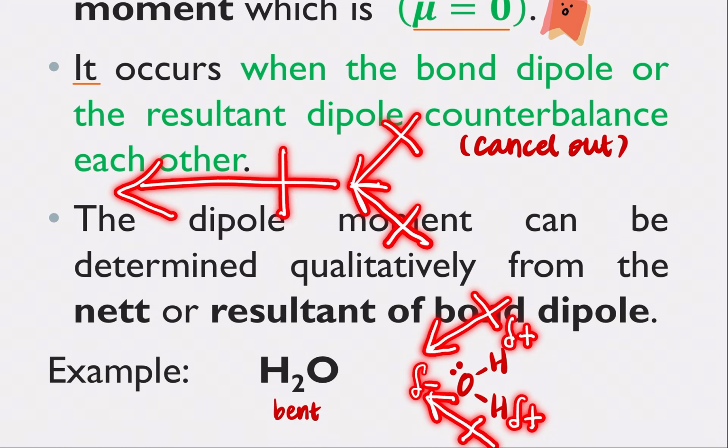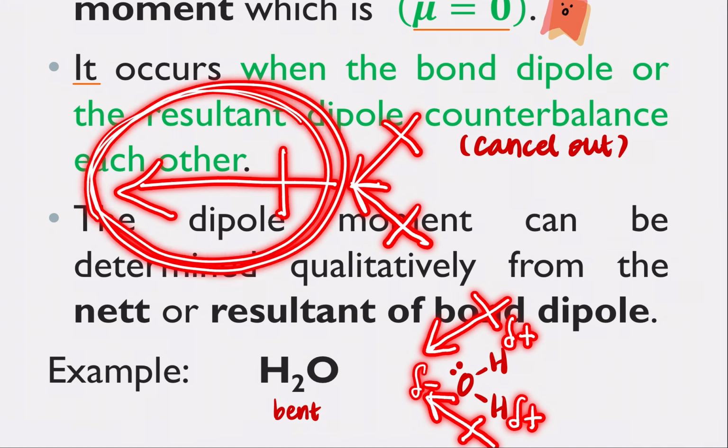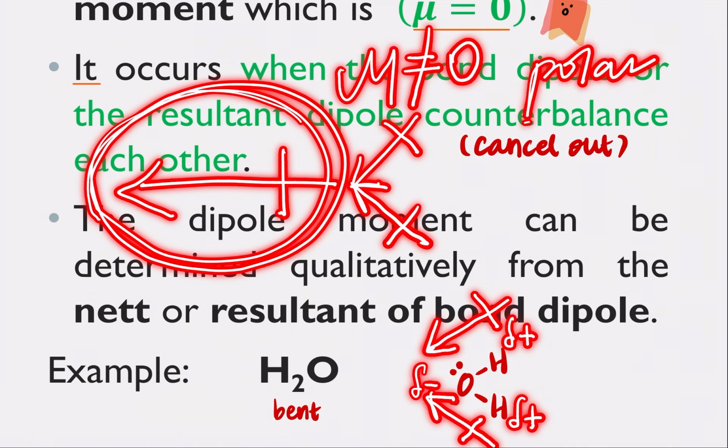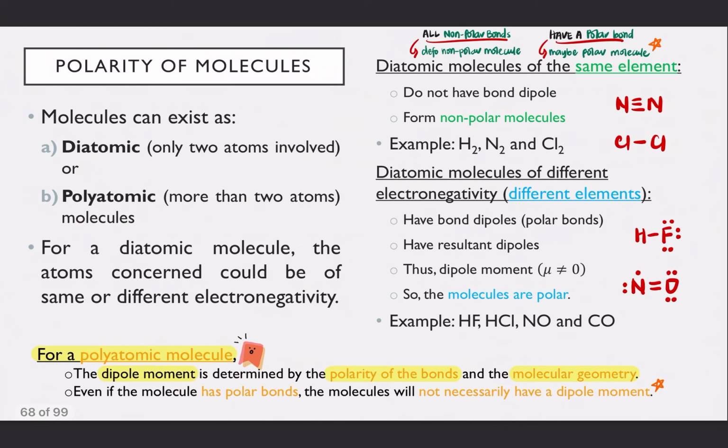Towards one direction. This means that if you have a resultant dipole, you will have a dipole moment. That means your mu will not equal 0. If your mu is not equal to 0, that means you have a polar molecule. Meaning, the electron density within that molecule is not equally distributed. There is a part that is partially positive and a part that is partially negative. So that's why water is a polar molecule.